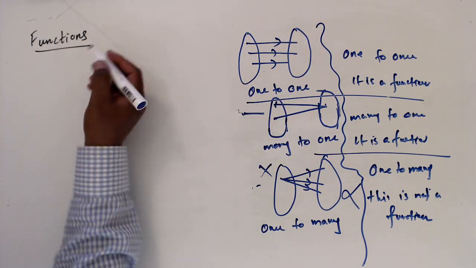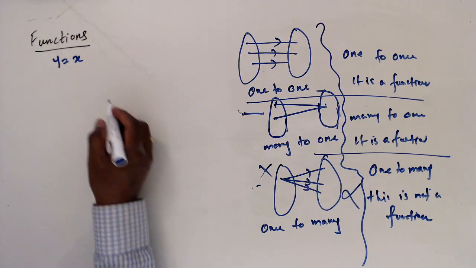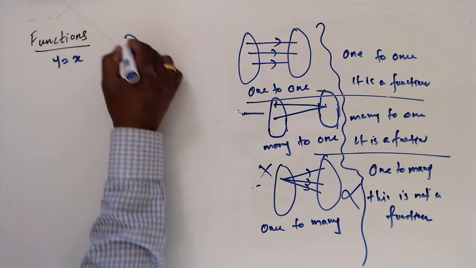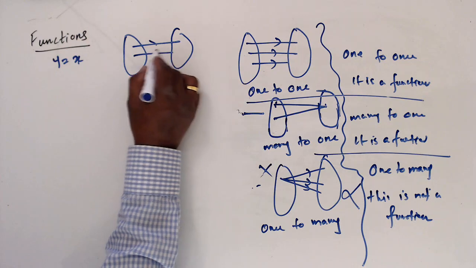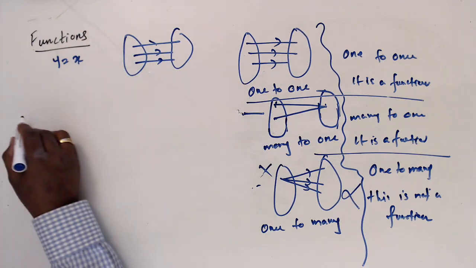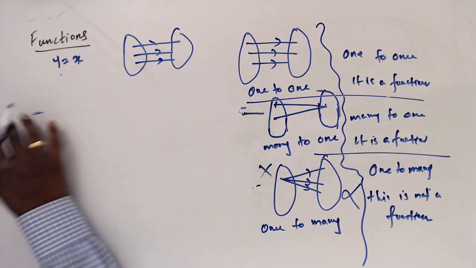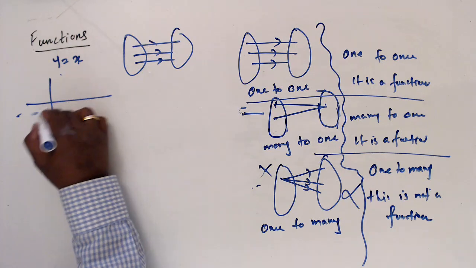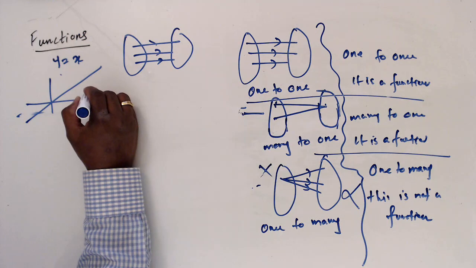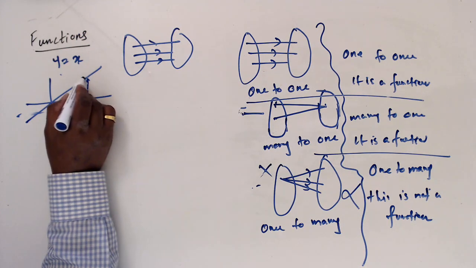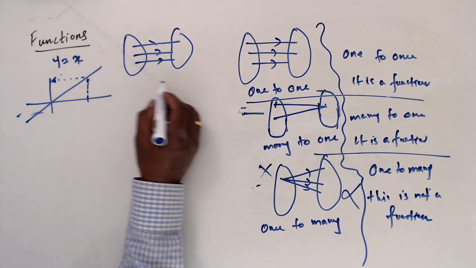Example for one-to-one. If we consider the y equal x graph, we can see that when we put in any x value, only one y value will be produced. So this is an example for one-to-one. If we draw a graph like this, you can see that for one x value, you have only one y value. So y equal x is an example for one-to-one.